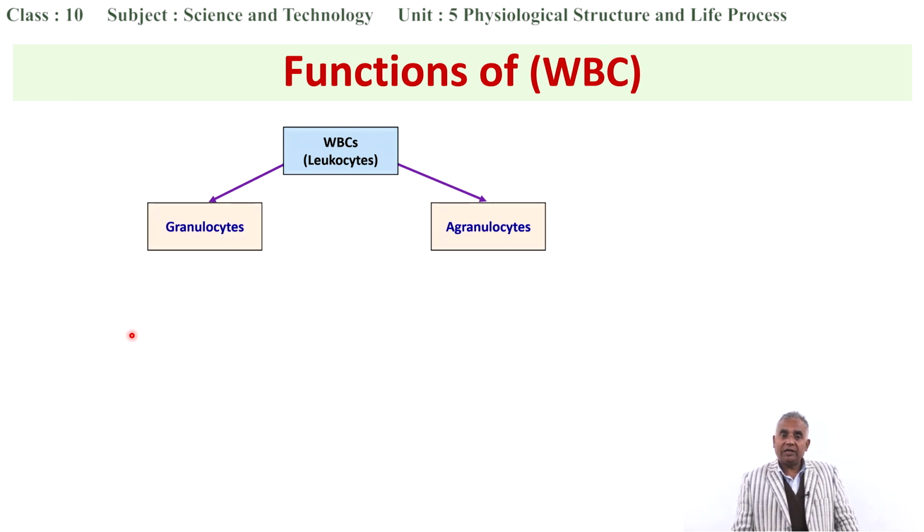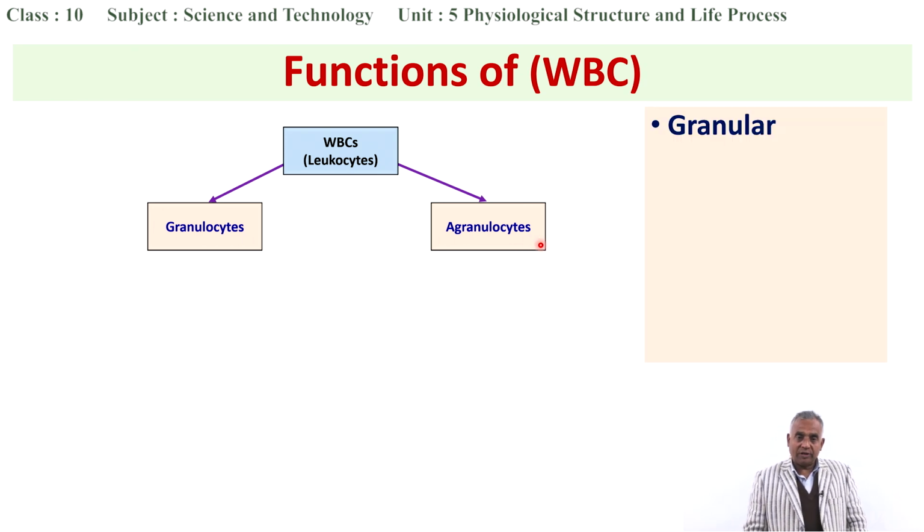Look here. Here granulocytes and agranulocytes are given, but we can also say granular or non-granular. By both names you can know it. So what is granular WBC? Granulocytes have granules in them and their nuclei are lobed. Agranulocytes are those which have no lobed nucleus and no granules in them.